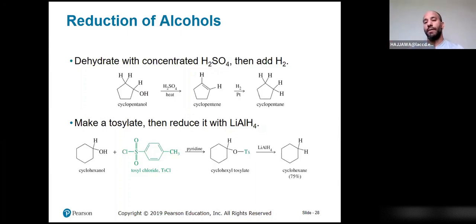What we're going to see next are additional reactions of alcohols, delivering esters, delivering other functional groups such as alkyl halides. We will see diols, oxidation, and some other reactions as well.